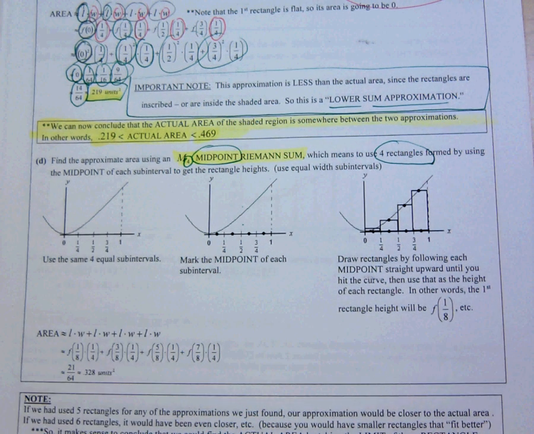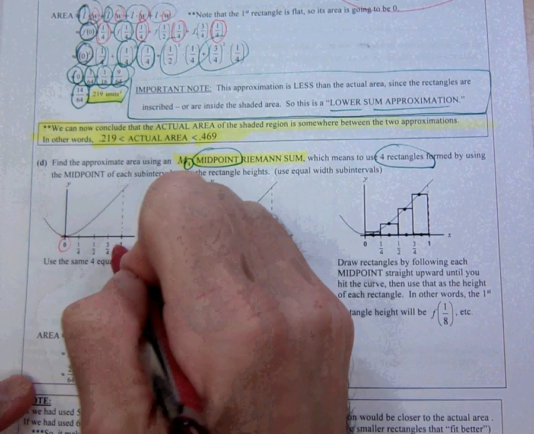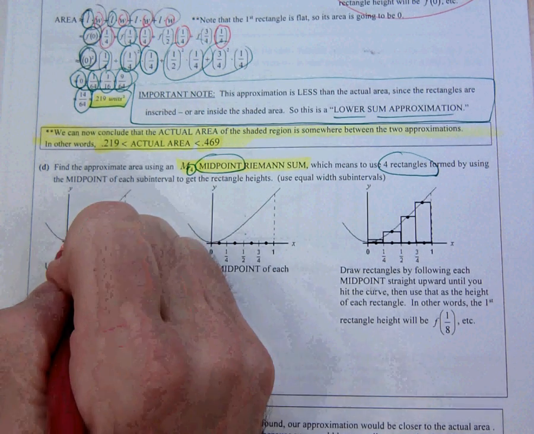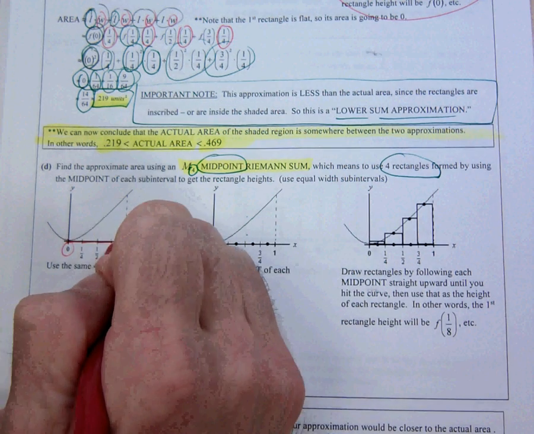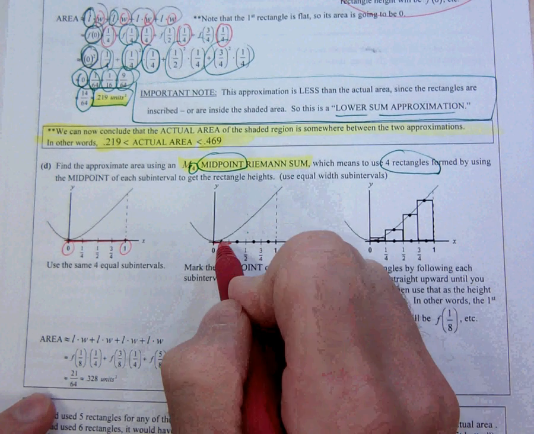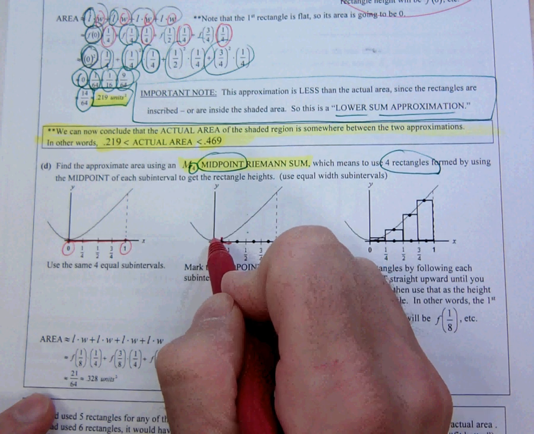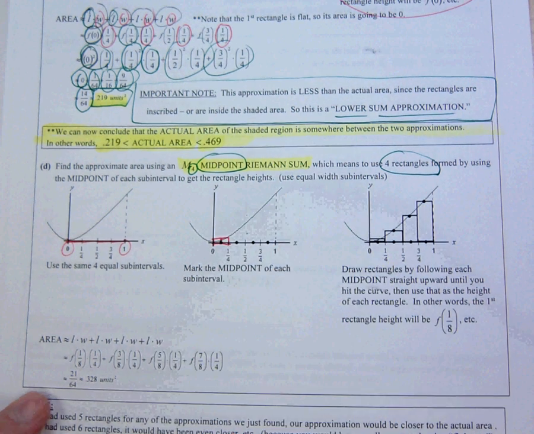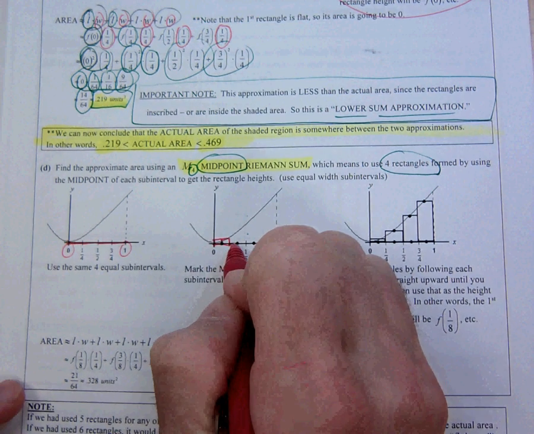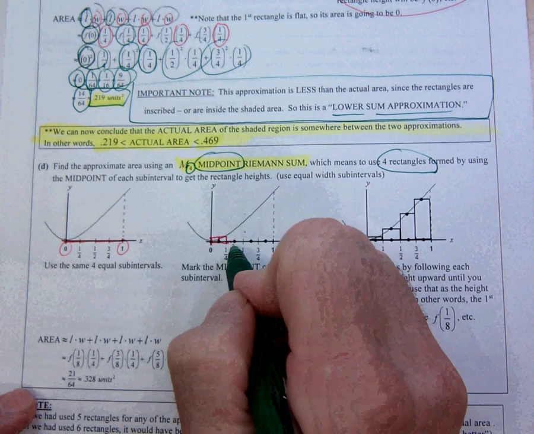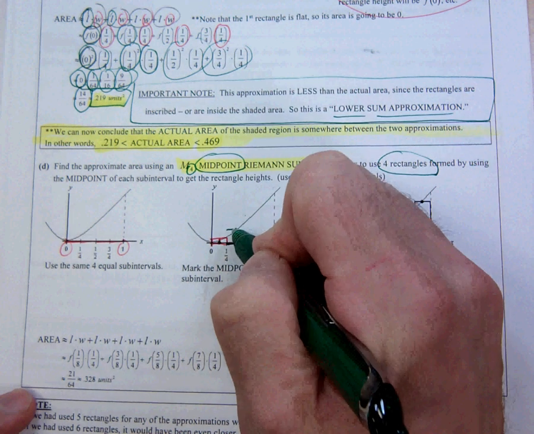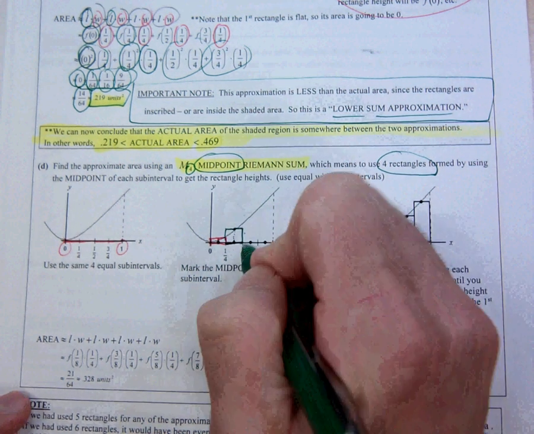So again, you're going to take the interval from 0 to 1, split it up into 4 equal parts. Then you look at the first subinterval, and you take the midpoint, and you follow it up till it hits the curve and over to get the height of your first rectangle. And you do the same thing with the second subinterval. Take the midpoint, follow it up till it hits the curve, and use that as the height of the second rectangle. And so on.